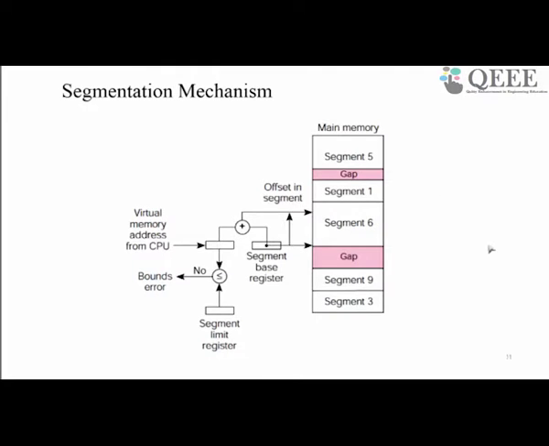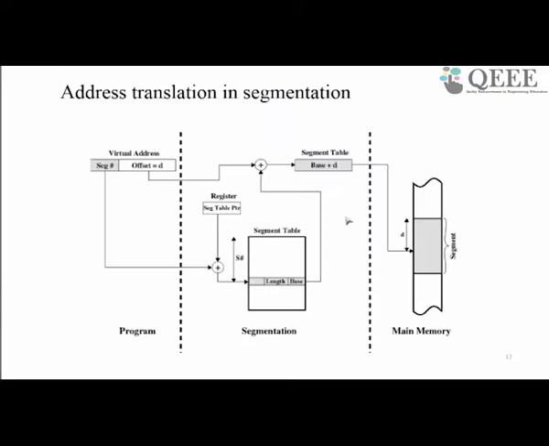So how does the translation work? Given the virtual memory address generated by the CPU, you first check whether it is a valid segment by comparing the segment number with the limit register. If it's an invalid segment, similar to paging, a bound error occurs. Otherwise, you use the base address of the segment and use the offset to access the corresponding word in the given segment. So in terms of the segment table, we call this address translation the dynamic address translation from the virtual address to the main memory address.